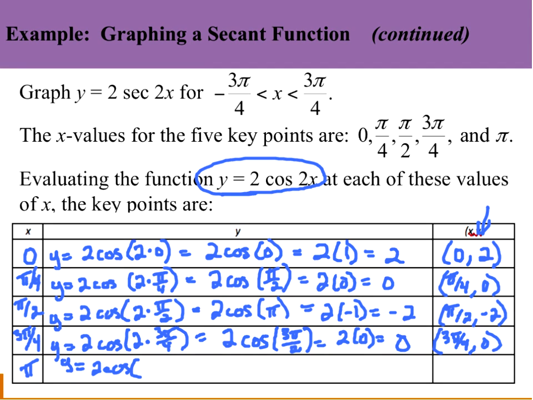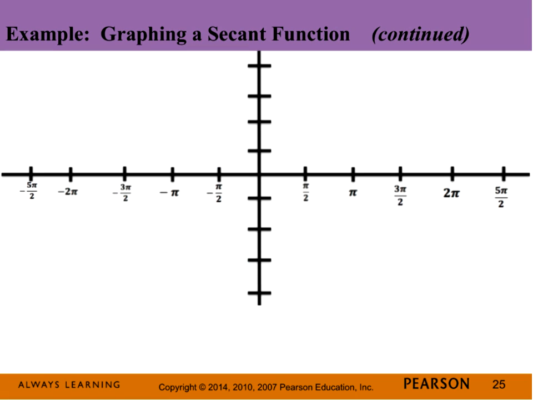And then finally, we have y equals 2 times the cosine of 2 times pi, which is just 2 times the cosine of 2 pi. The cosine of 2 pi is 1. So we have the point pi, 2. We're ready to put our cosine curve on the graph and then sketch our secant.